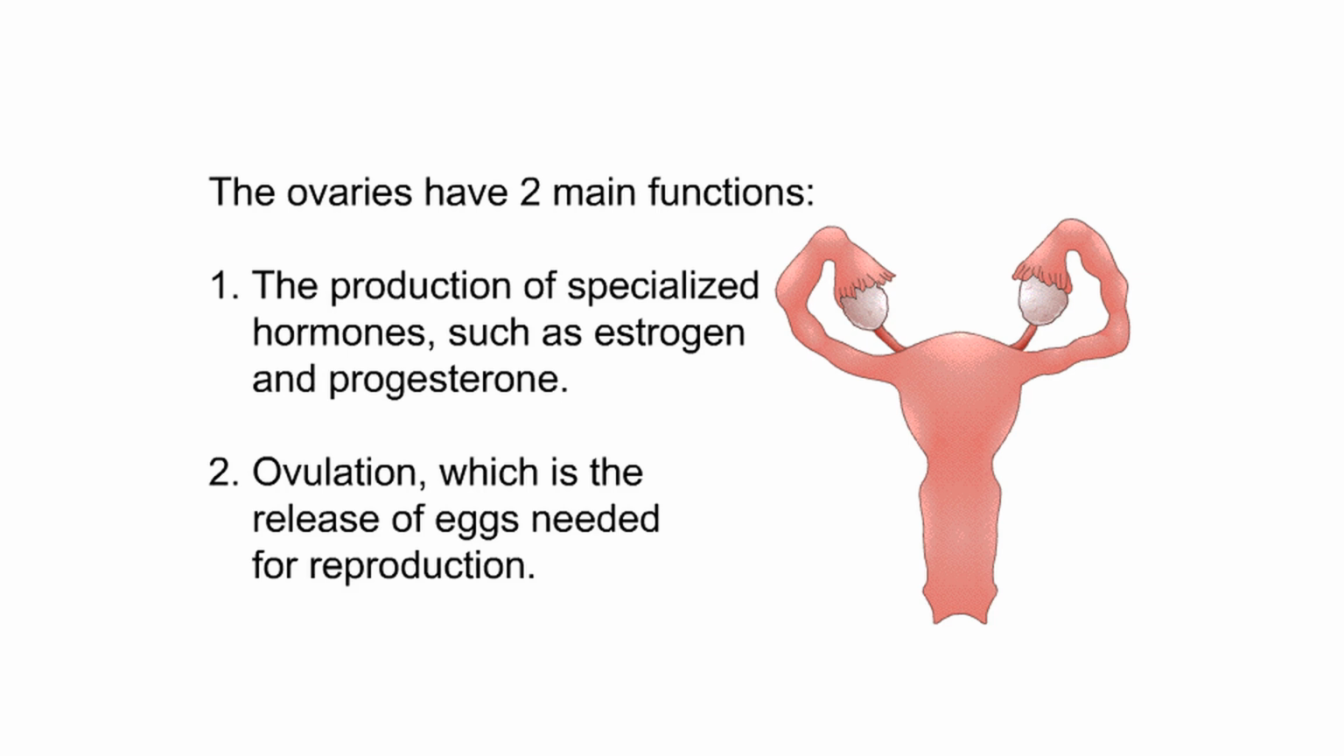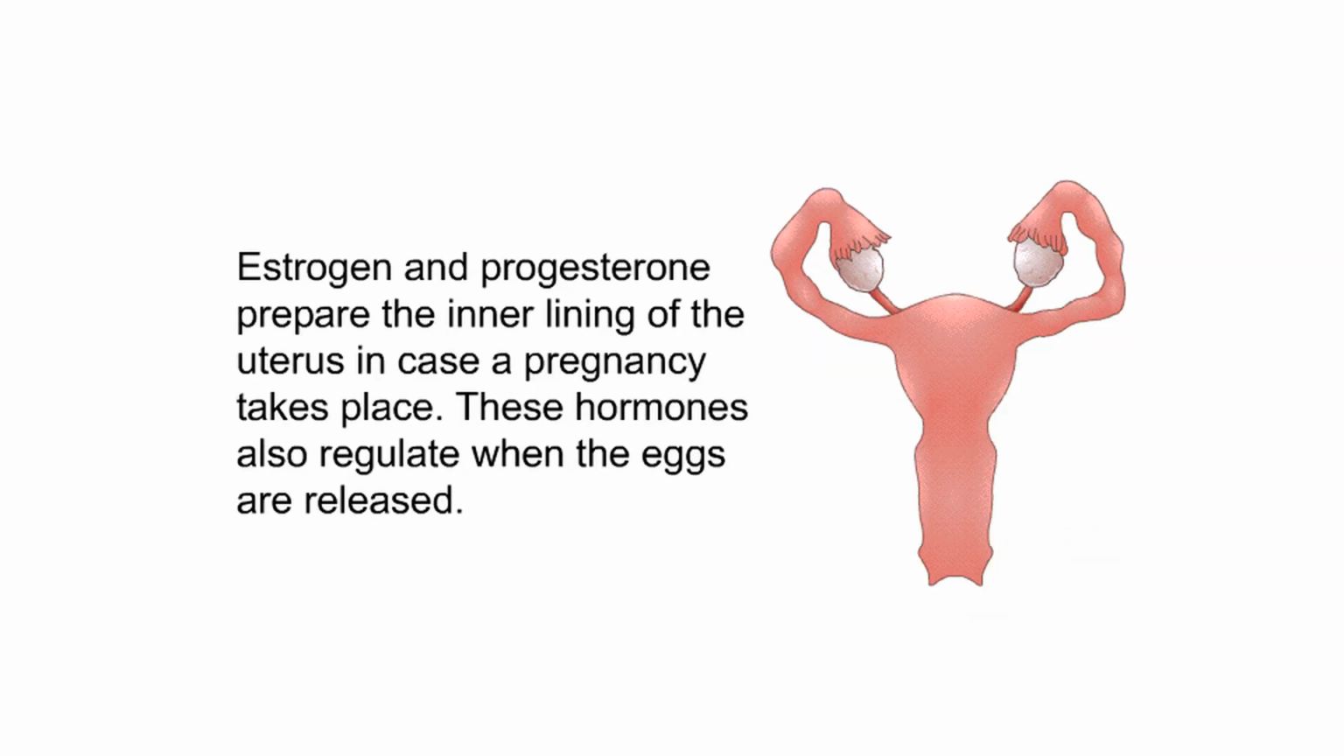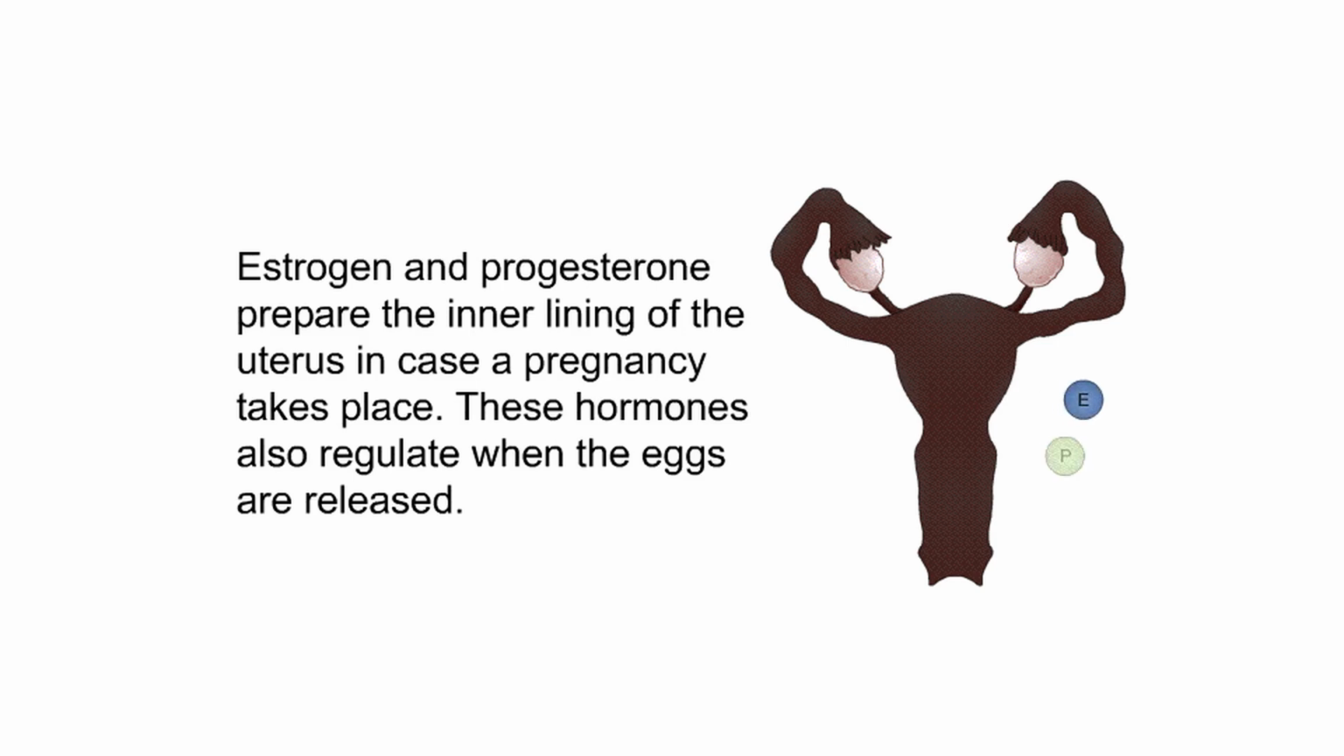The ovaries have two main functions. 1. The production of specialized hormones such as estrogen and progesterone. 2. Ovulation, which is the release of eggs needed for reproduction. Estrogen and progesterone prepare the inner lining of the uterus in case a pregnancy takes place. These hormones also regulate when the eggs are released.